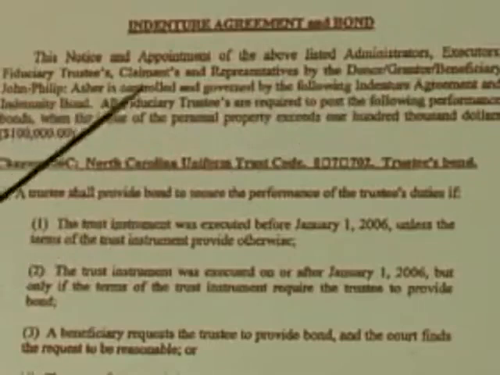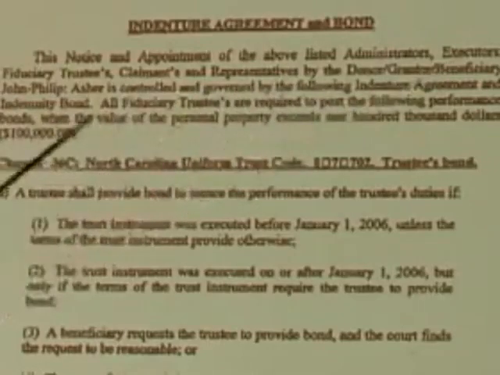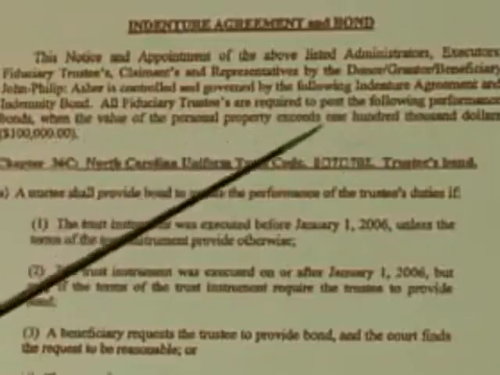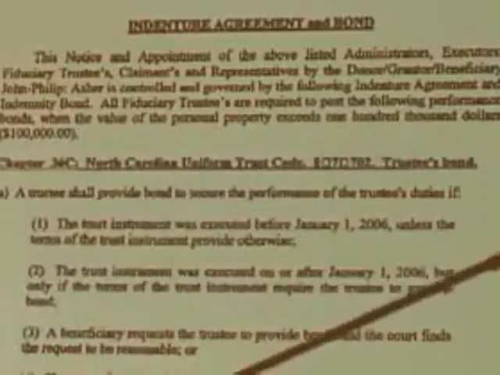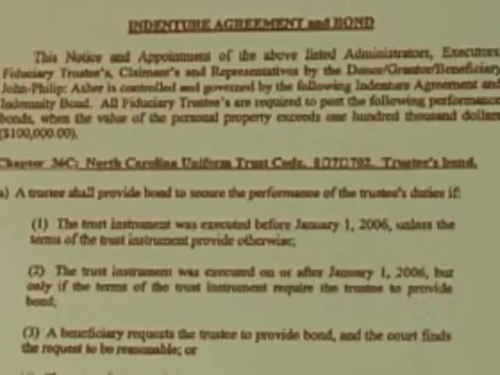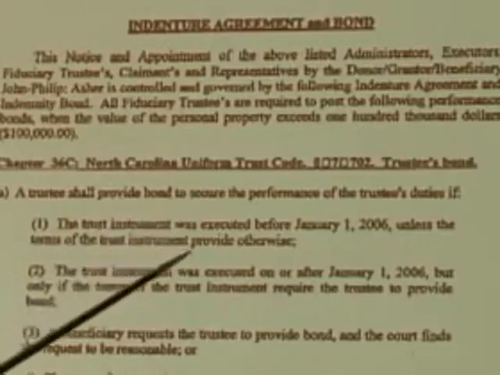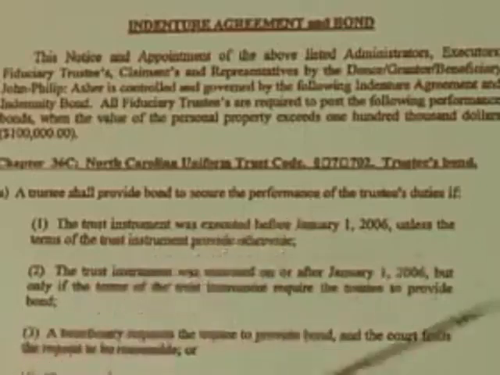All fiduciary trustees are required to post the following performance bonds with a value of the person or property exceeding $100,000. They have to put up a fidelity bond under the person. You got to put up a fidelity bond to guarantee what? Your fidelity as a fiduciary trustee, your faithfulness. If you don't perform your duties, you forfeit the bond. Breach of fiduciary duty. You need to make these people, they're all trustees administering your estate. Make them do their job. You got to make them do their job. They're not going to do anything unless you make them.